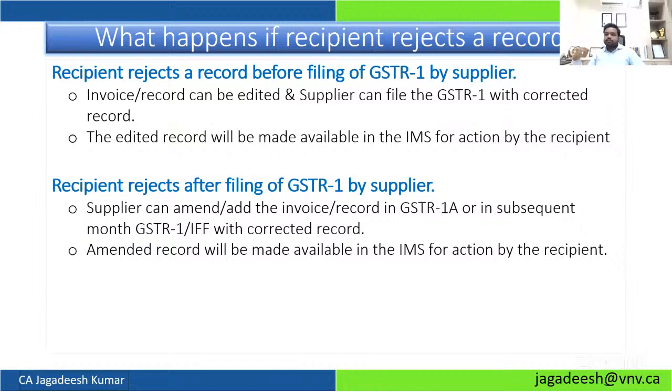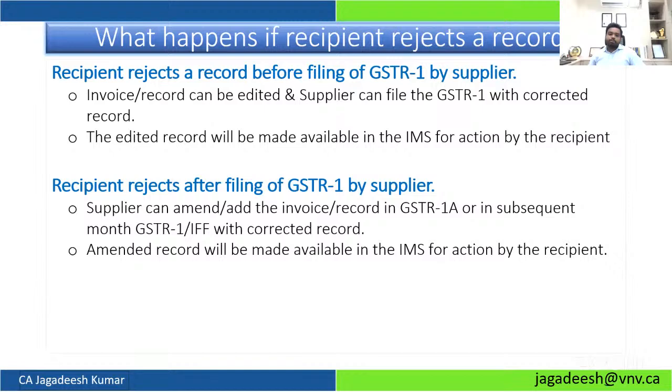So the edited record will be made available in the IMS for action by the recipient. So after filing of GSTR 1, if I reject any invoice, in that case what can I do? I will contact my supplier. I will ask him to amend it either by GSTR 1 or 1A. If he amends through GSTR 1A, it will reflect in my subsequent period IMS, that is the next month IMS. And on that record, I can take the action.